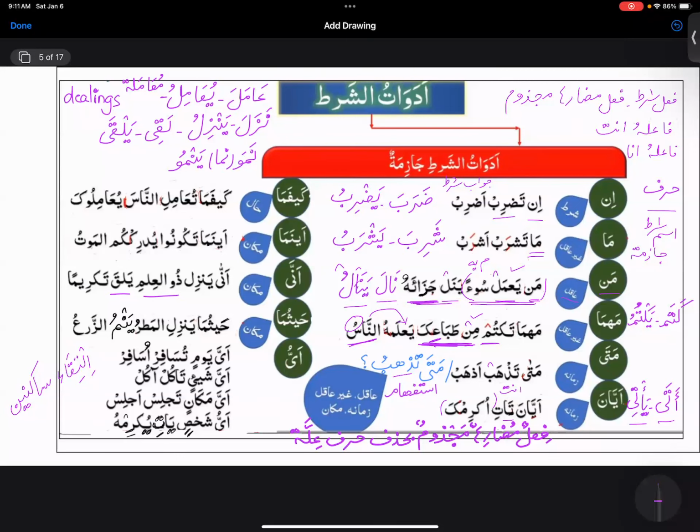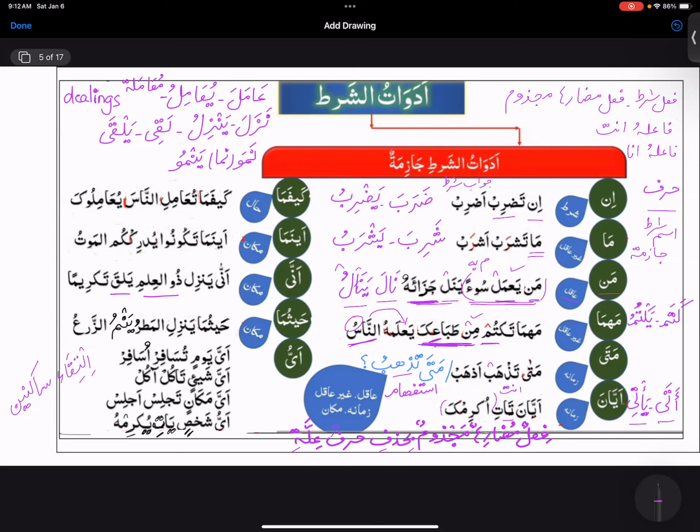Fi'lun mudāri'un majzūmun bi hadhfi harfi illa. Hadhf means to delete or to drop the harf of illa. Again, this is an idāfa construction. Dropping the harf of illa, basically the weak harf. Which harf is called harf illa? Okay, next one.